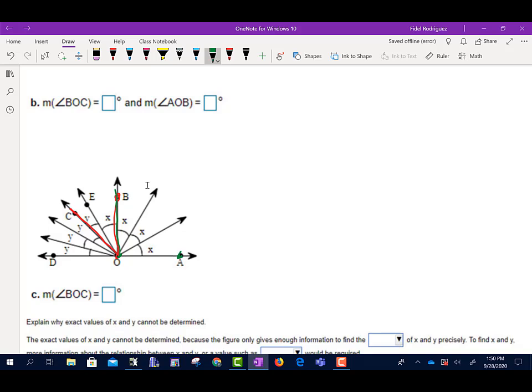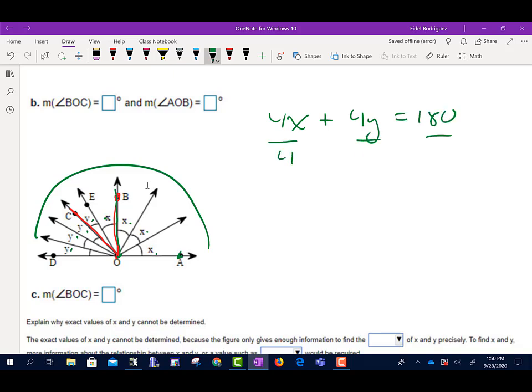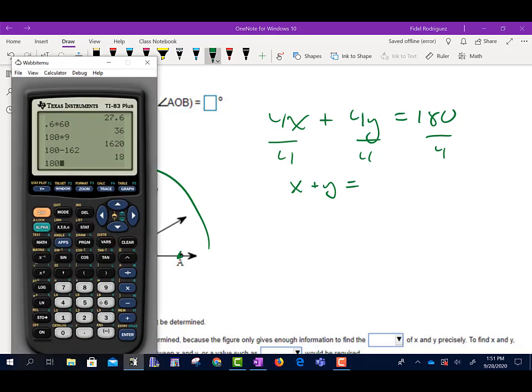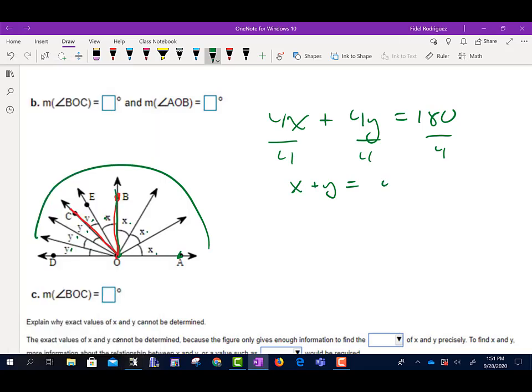So, a couple things we're going to know. Remember, the whole thing here is going to be 180. So how many x's do we have? We have 4x plus 1, 2, 3, 4y is 180. First thing I'm going to do, guys, I'm going to make this a little bit easier by dividing them all by 4. So that's telling me that x plus y is, let me get my calculator, what's 180 divided by 4? 180 divided by 4 is 45.